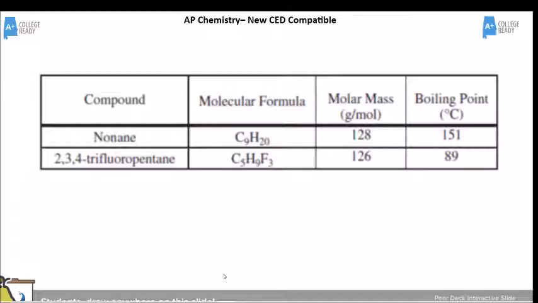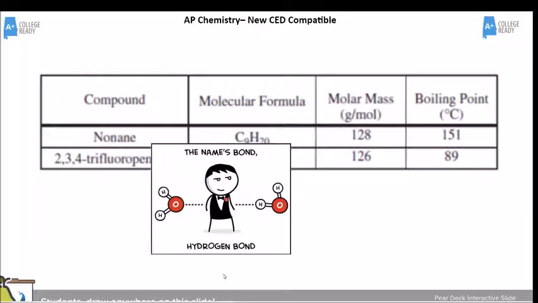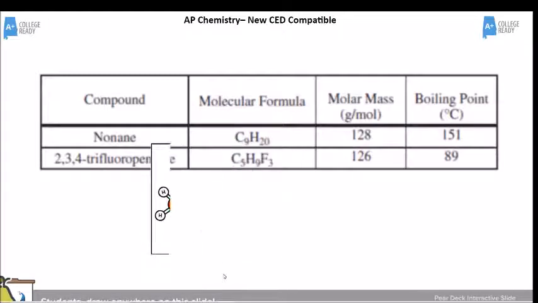Now, let's think about intermolecular forces for a minute, though. What could cause nonane to have a higher boiling point? I know you want to say hydrogen bond, but you can't always say hydrogen bond. So look at the molar mass. What do you notice about the molar mass? It's about the same. That means that they both have LDFs going on, right?